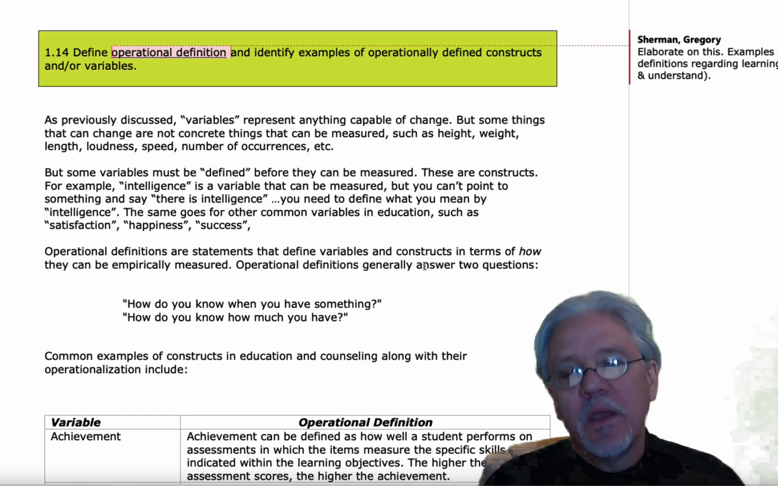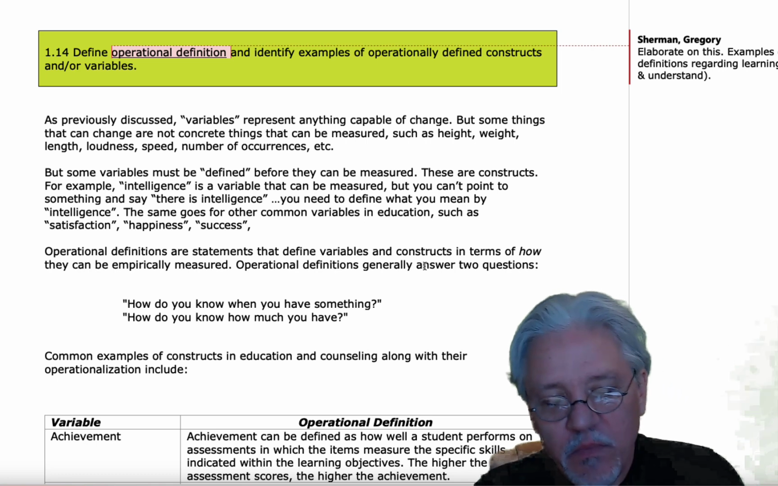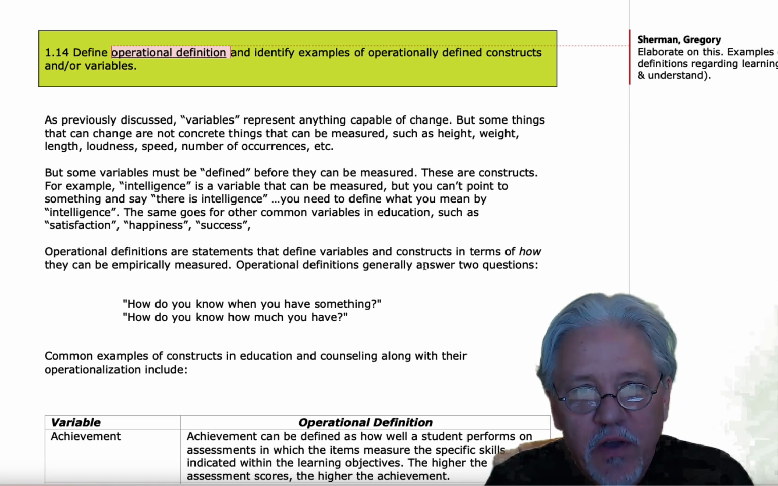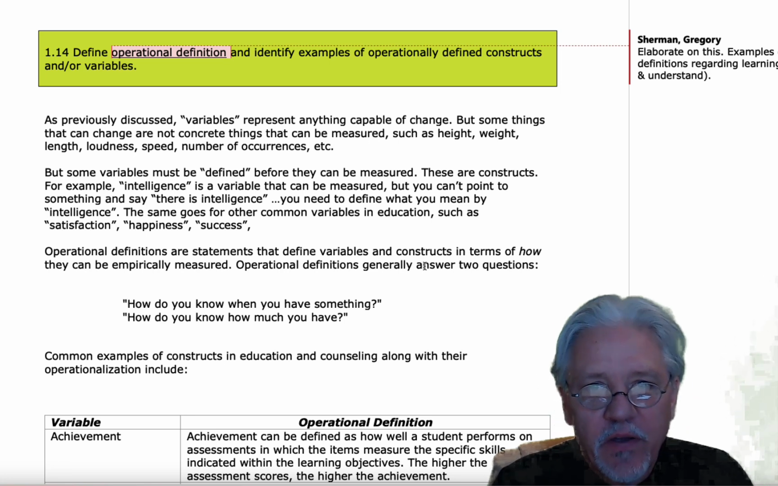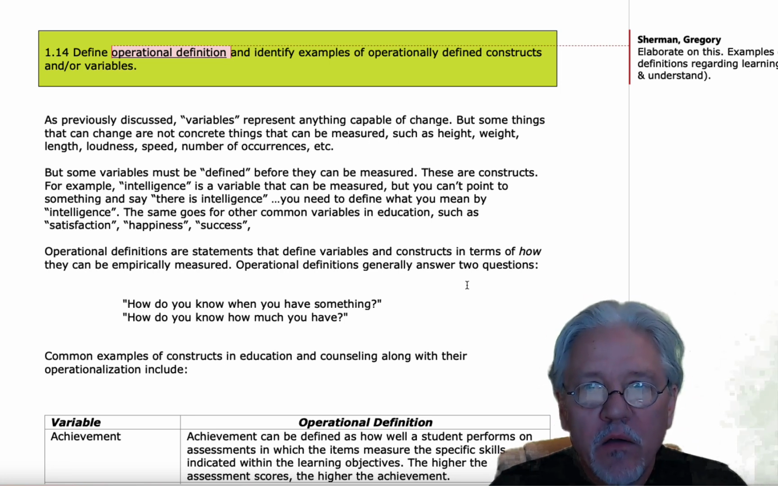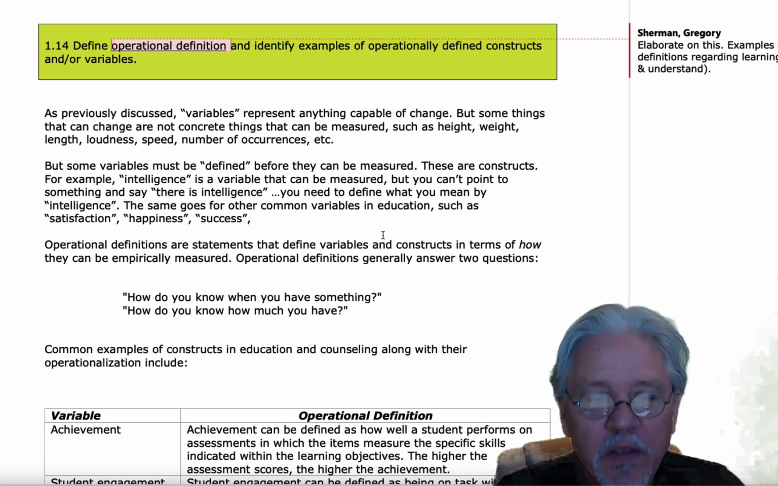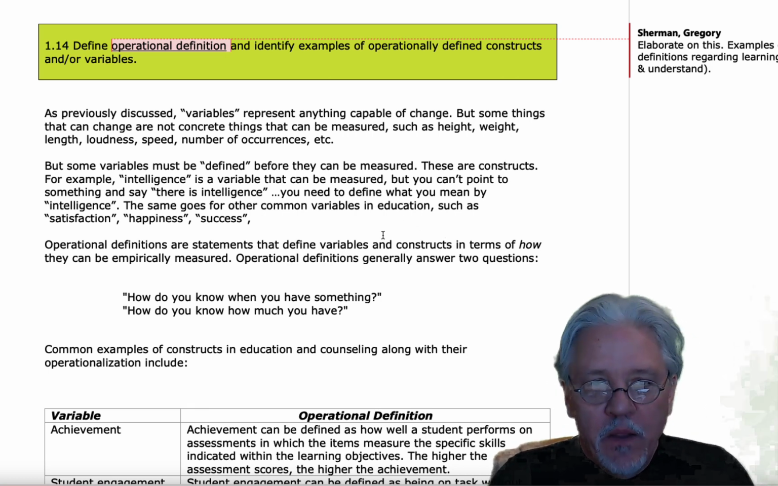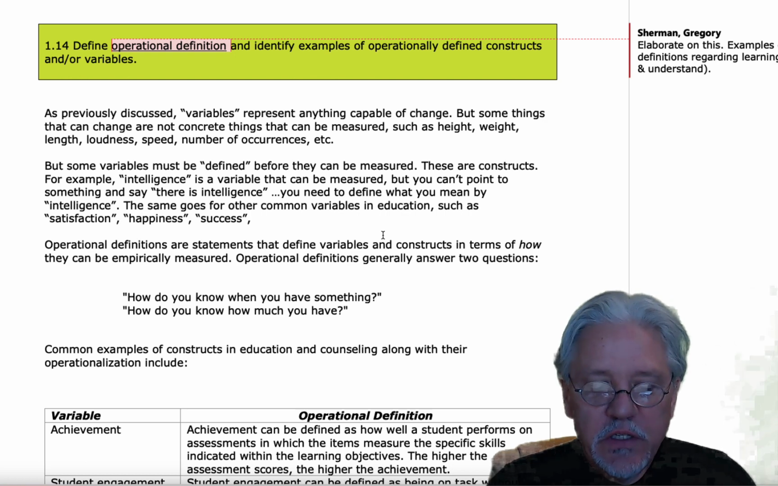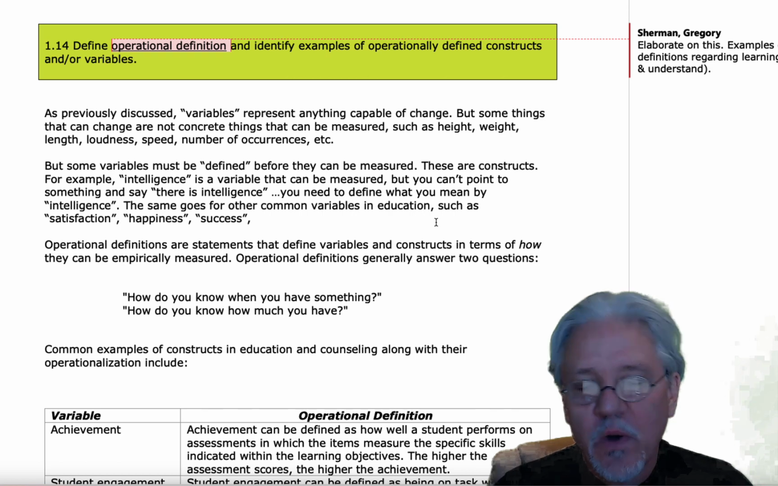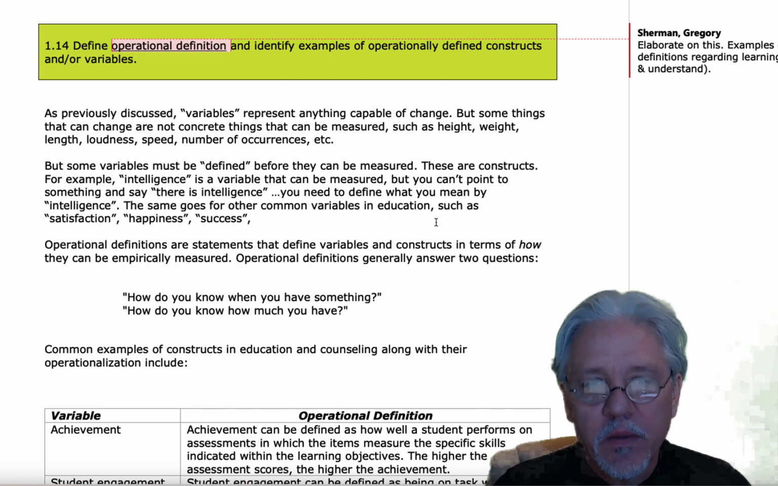And then one of the most important objectives for part one is to be able to define operational definition and identify examples of operationally defined constructs. And so I really wanted to elaborate on this, because where this is most used in a teacher's practice is in the area of trying to write good objectives, good learning objectives.